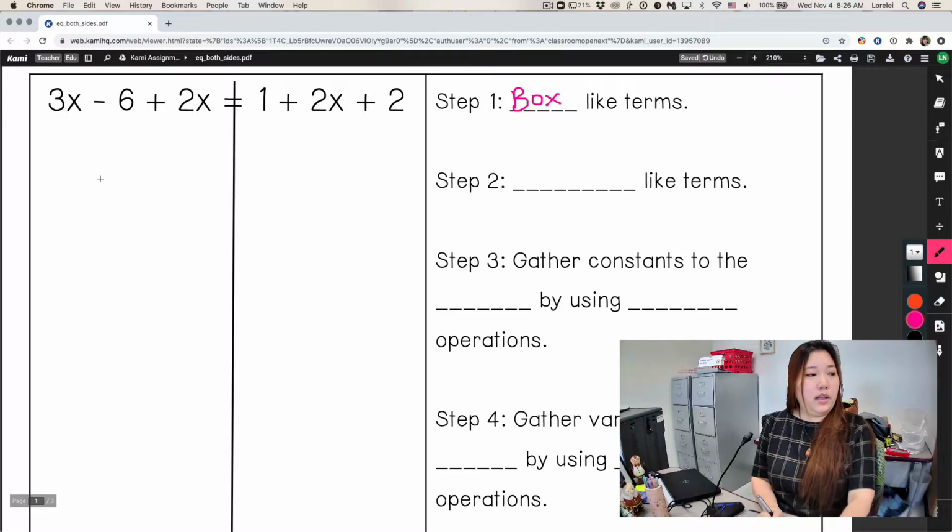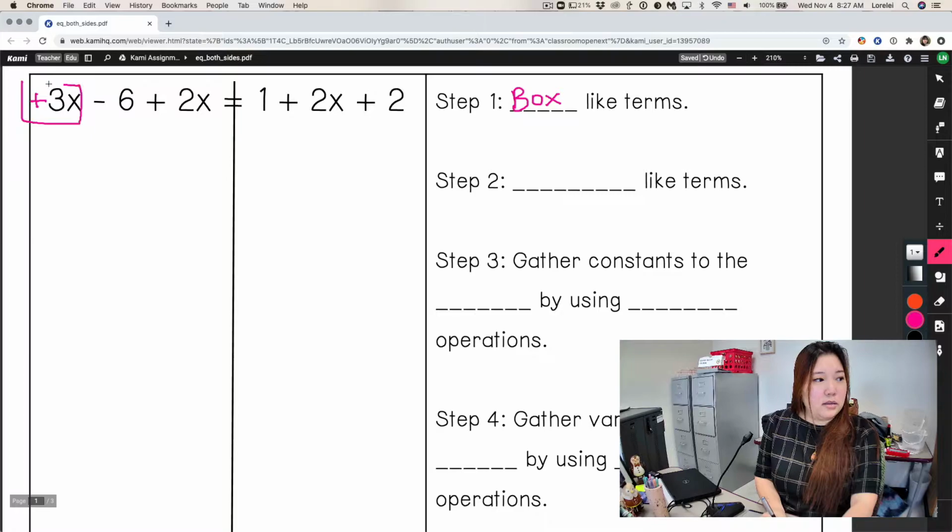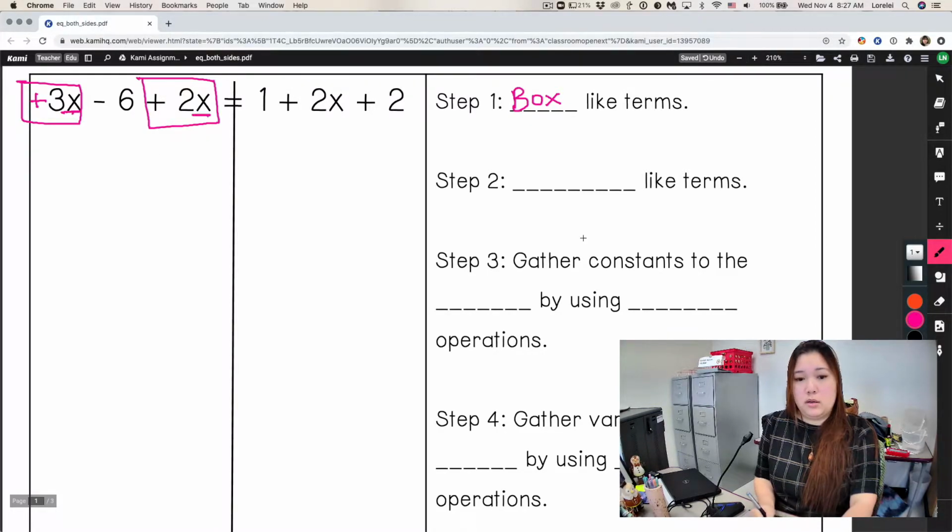Okay. So let's go ahead and box the like terms. Over here on the left, we have this positive 3x, remember the sign matters, and this plus 2x. Remember, these are like terms because they both have x. I'm going to go ahead and put a black box around the minus 6, just so I don't forget about it, okay? But this is not a like term with anything on this left side of the equal sign. Nothing's going to happen to this, so after we combine the 3x and the 2x, we're just going to bring the minus 6 down, exactly the way it is now. Okay, but we'll get to that in a minute.